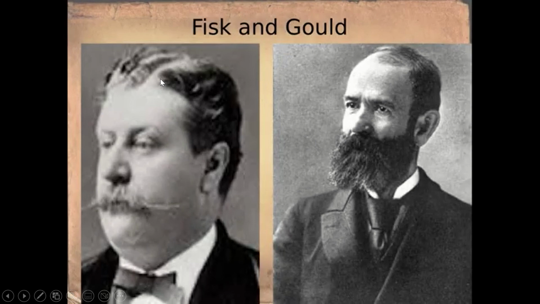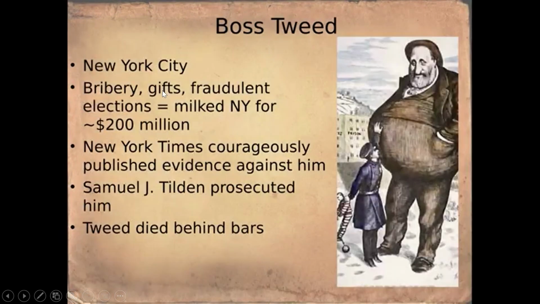Another person that we can talk about is this guy, Boss Tweed. He perfectly basically represents the ethics of the day. He's a crime boss in New York City. And through a combination of bribery and gifts and rigging elections, he basically milks New York for roughly $200 million in his day, which today would be several billion dollars.